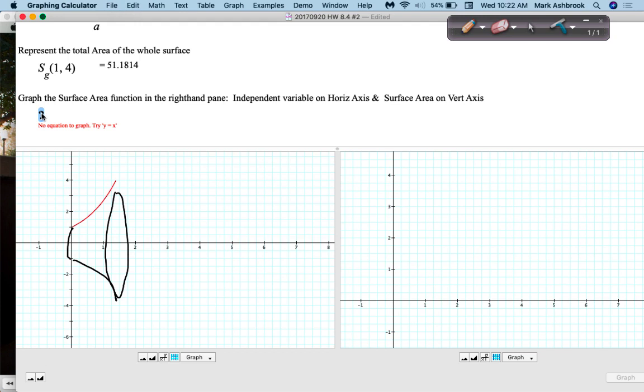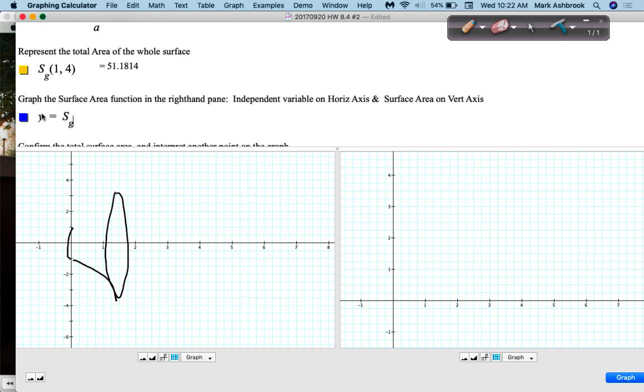On the vertical axis, right? So it's going to be y equals S sub G. What's that? So is it y or x?